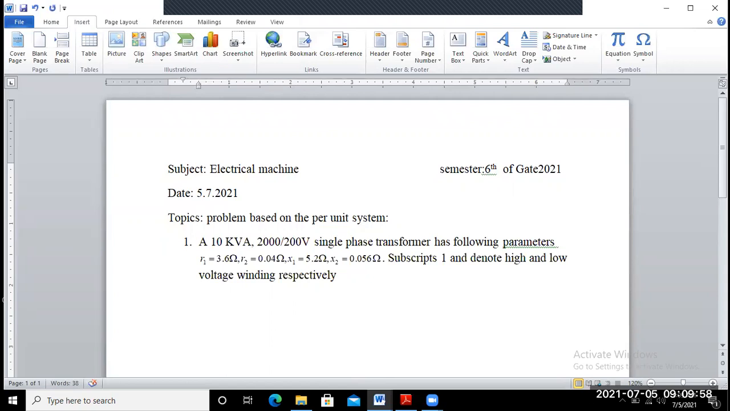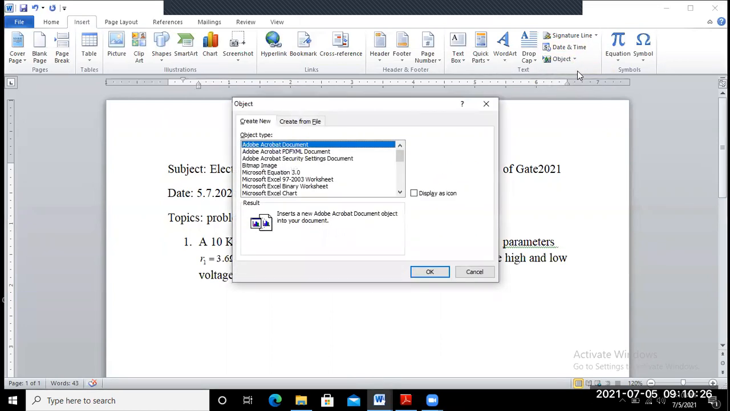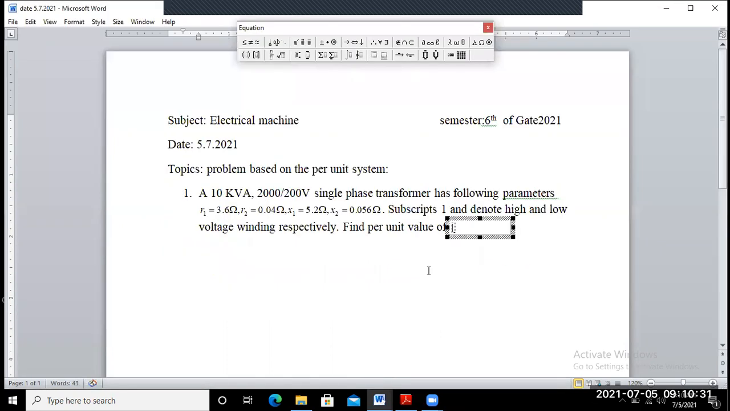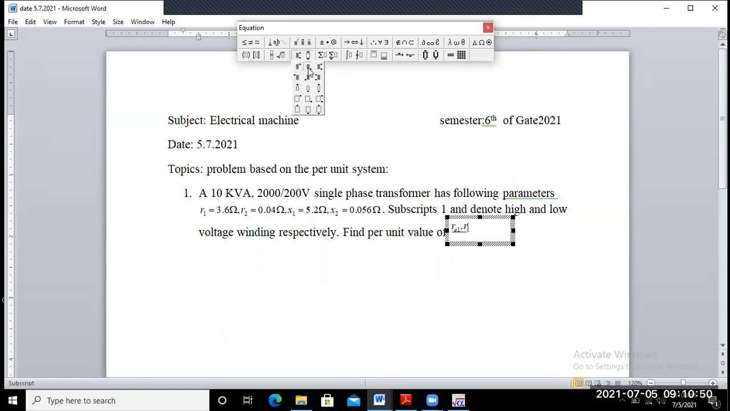Find the per unit value of Re1, Re2, Xe1 and Xe2.